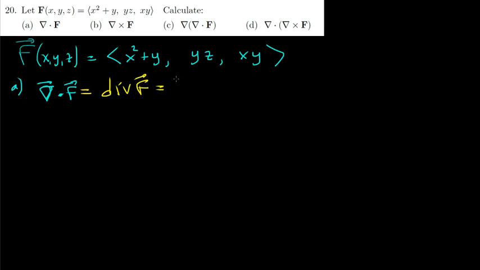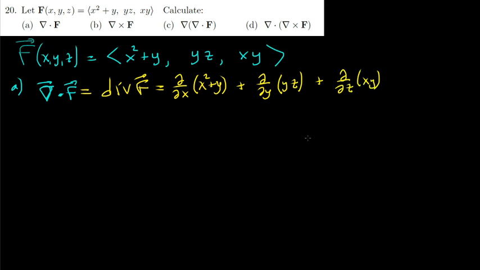Okay, so as before, we take the partial derivative with respect to x of M, that's x squared plus y, plus the y partial of yz, plus the z partial of xy. Again, no vectors here, no i, j, and k. This is a scalar function now. So what do we get? 2x plus z plus 0. Yep, so just 2x plus z.